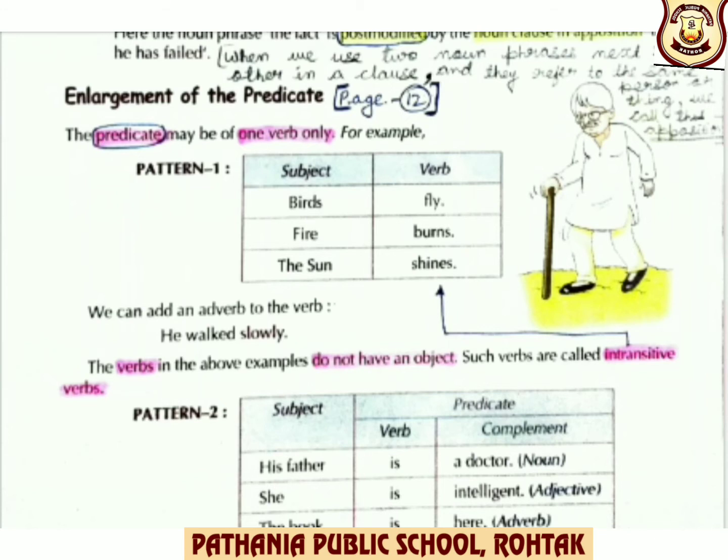So a predicate can be only of one verb, that is intransitive verb. And children, we know the meaning of intransitive, that is verb which do not require an object to complete its sense.